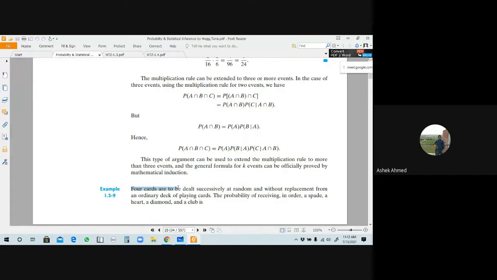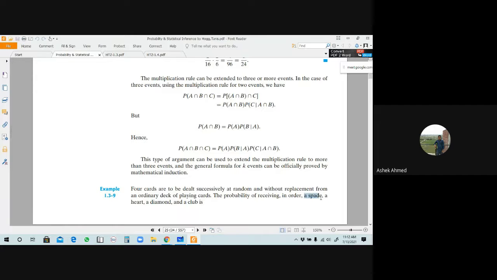4 cards are to be dealt successively at random and without replacement from an ordinary deck of playing cards. The probability of receiving in order, first you have to draw 4 cards. Okay, the first card will be spade, next heart, then diamond, and last will be a club. How to solve this problem here? We have to find out the probability of receiving in order.